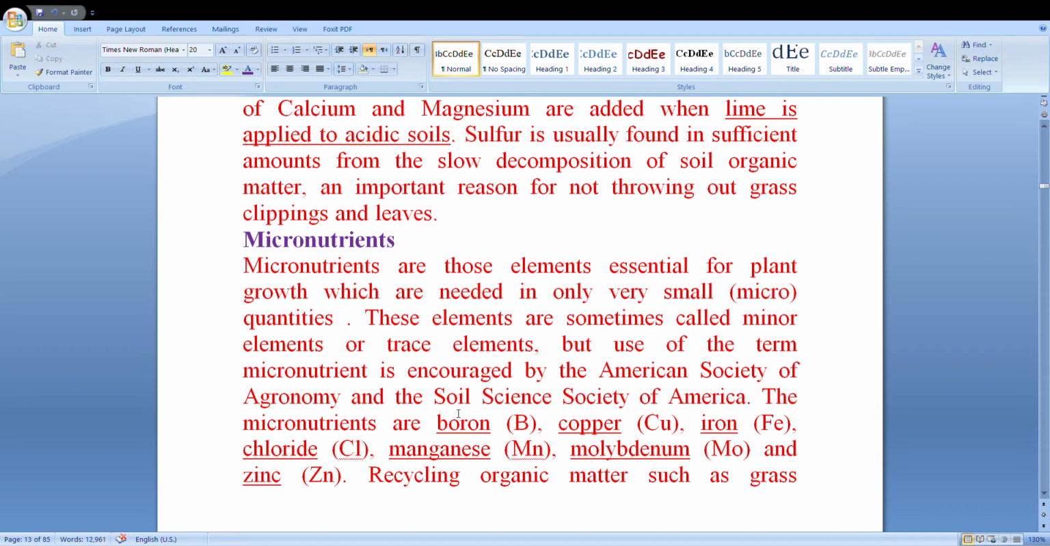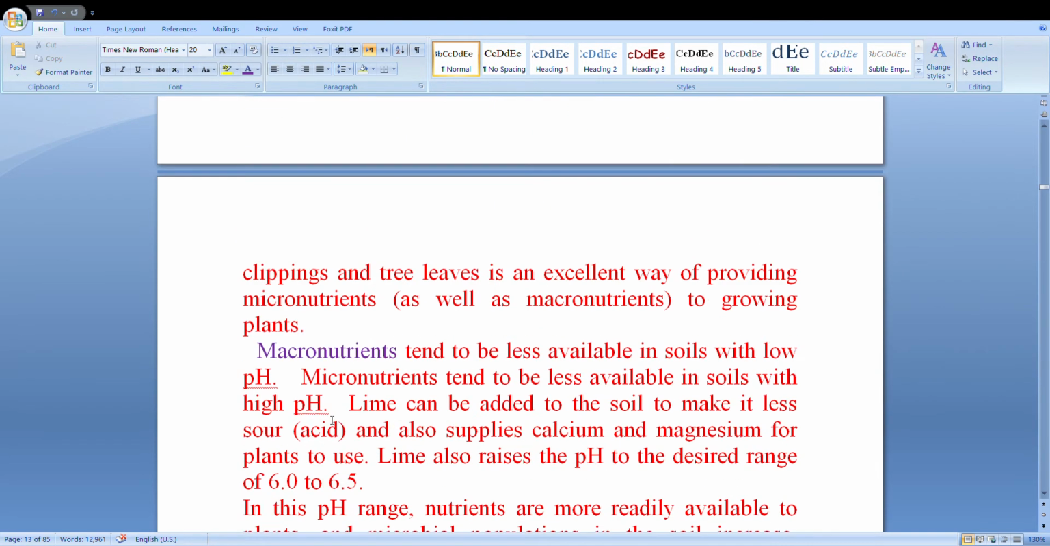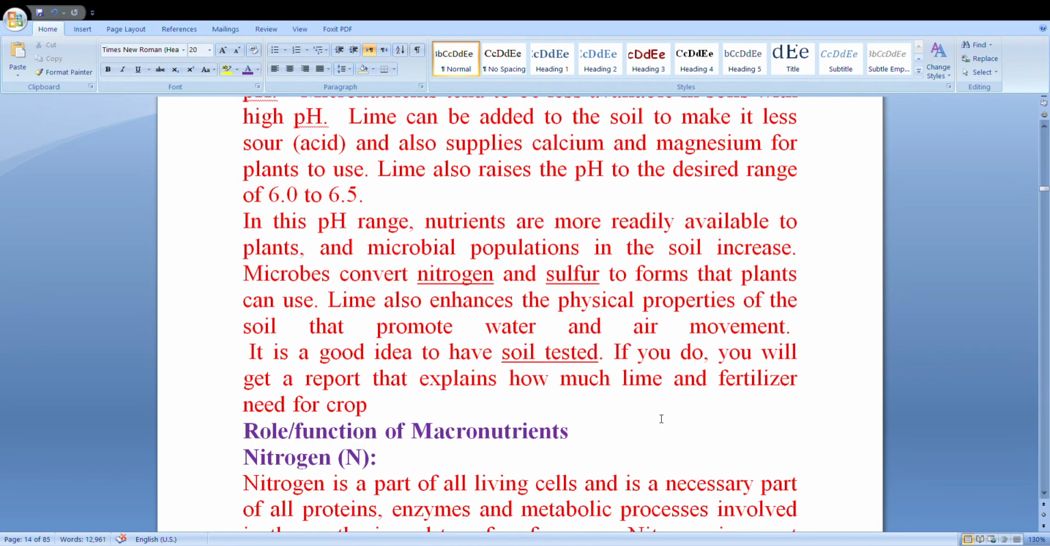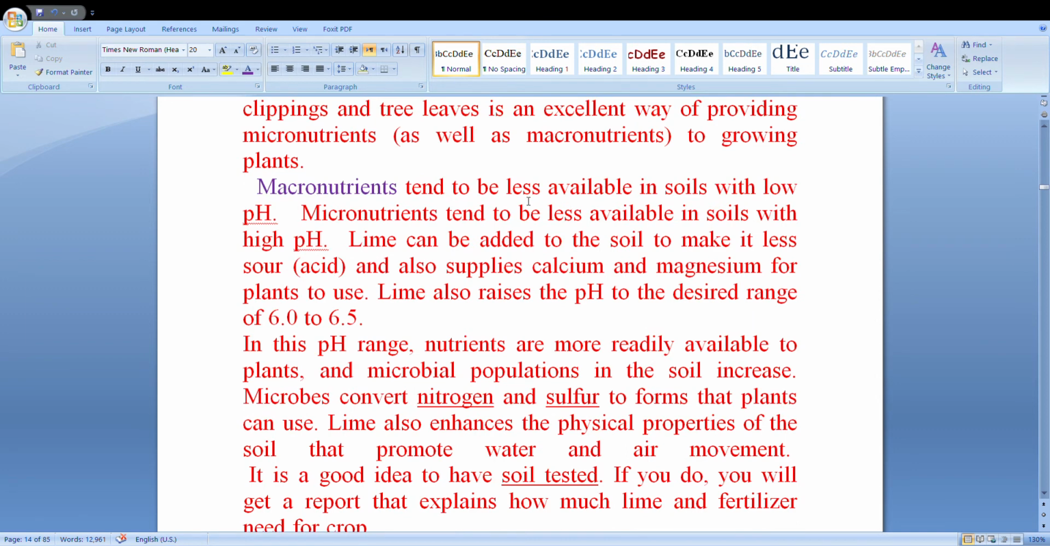Micronutrients, according to the Soil Science Society of America, include boron, copper, iron, chloride, manganese, molybdenum, and zinc. Micronutrients tend to be less available in soil with high pH, while macronutrients tend to be less available in soil with low pH.